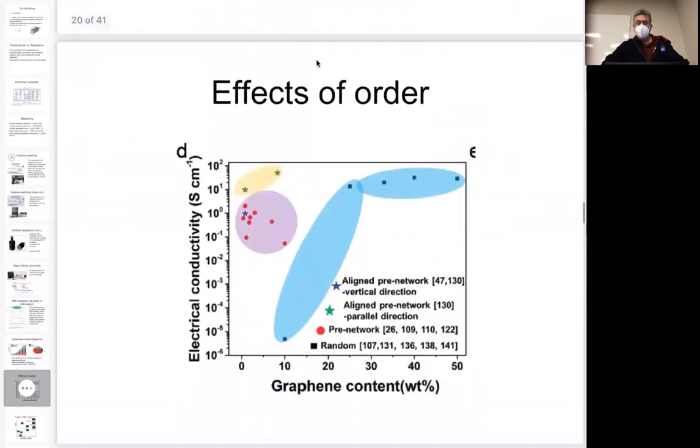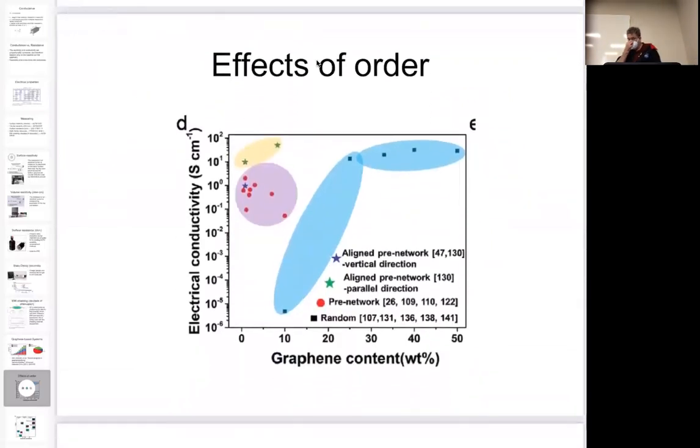Okay, so one of the things I brought out of this article is the effect of order. In the case of these, we're looking at the electrical conductivity by graphene content, and we're seeing if order affects things. The black squares in the blue boxes here are different articles that have different conductivities based on their loading. And these were just done randomly. They were just stirred or solution processed or something like that.